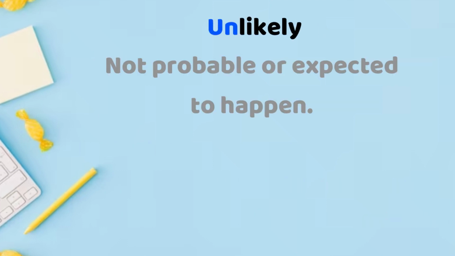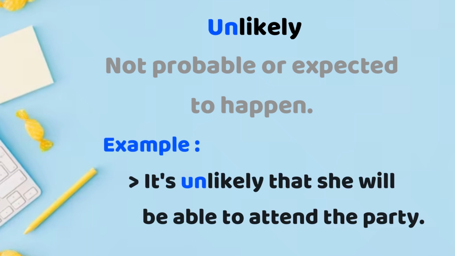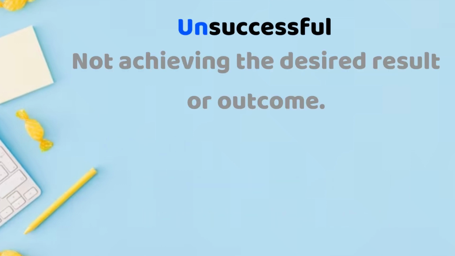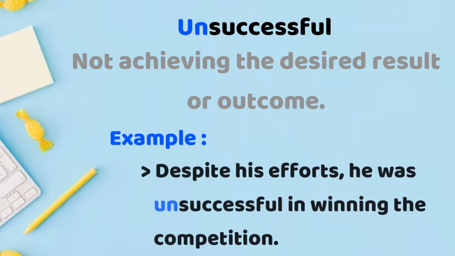Unlikely. Not probable or expected to happen. Example: it's unlikely that she will be able to attend the party. Unsuccessful. Not achieving the desired result or outcome. Example: despite his efforts, he was unsuccessful in winning the competition.